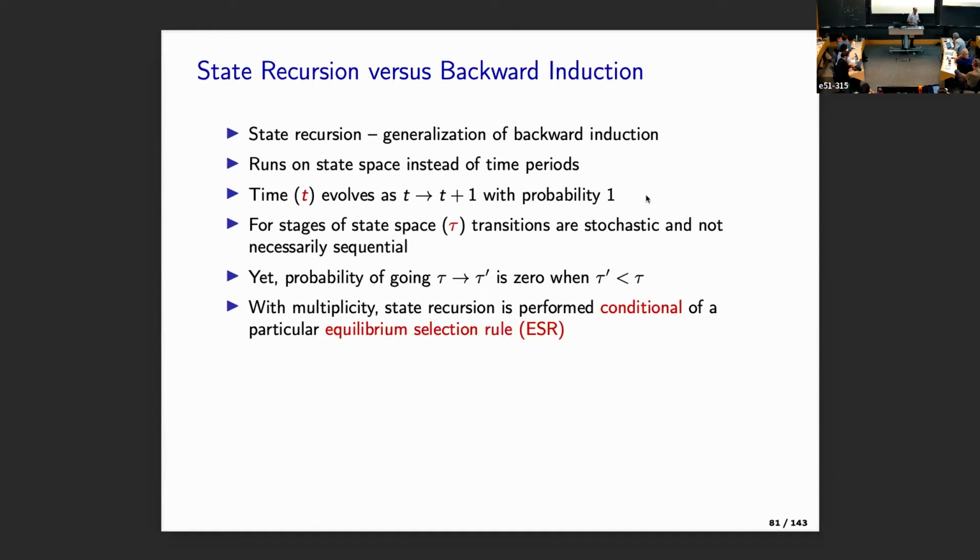Now let's talk about multiplicity. If we encounter multiplicity at any point of this process, how would it manifest itself? Well, there would be multiple equilibria in one of the points in the state space. And if that happens, then we need some sort of equilibrium selection rule to be able to carry on this state recursion.